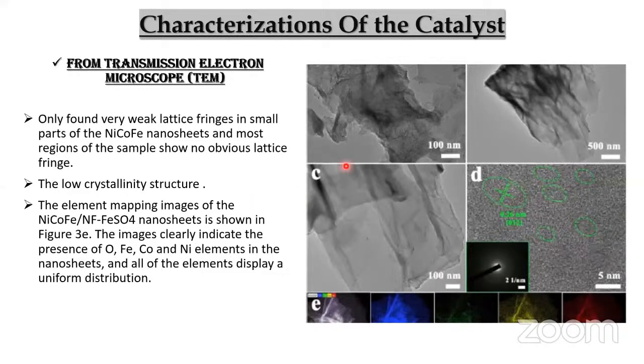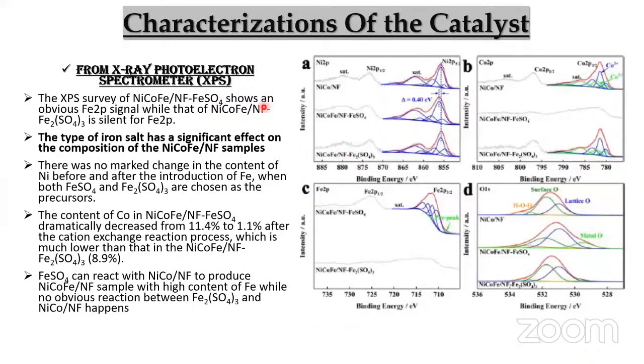These properties all show its high effectivity regarding the oxygen evolution reaction. Now, this is the XPS, X-ray photoelectron spectroscopy, where we see that if we use Fe2 as a precursor, we will get an Fe2P signal, but if we use Fe3 as a precursor, we will not get an iron signal. And this actually has a significant effect on the composition of this catalyst.